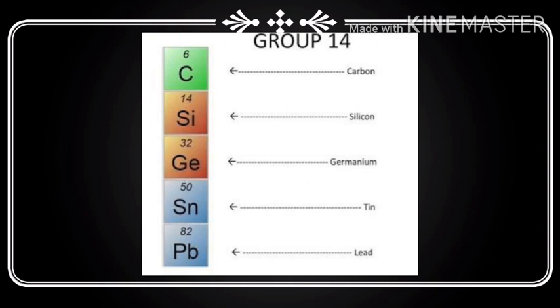And moreover, carbon has one anomalous property that is called catenation. Catenation is nothing but carbon's ability to form long-chain compounds. That is the self-linking property of carbon, and it can link with other atoms as well. That property is called catenation. So that is one anomalous property of carbon. And the catenation property decreases down the group.